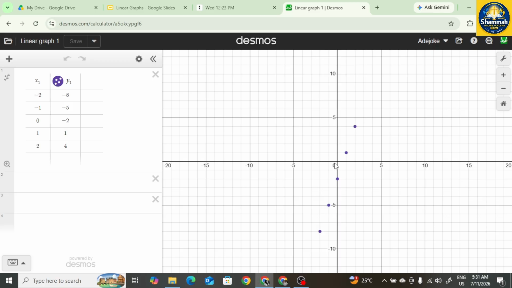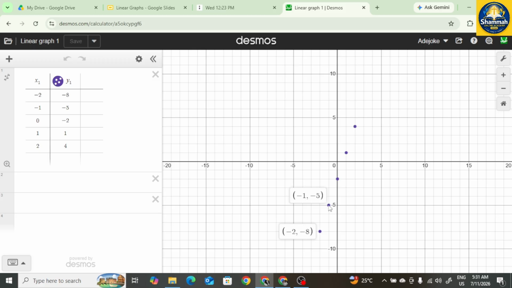That is why you can see 0, 5, 10, 15 on my horizontal axis, which is the x-axis, and the same 0, 5, 10 on my vertical axis, which is my y-axis. Now, if you look at this first point closely, this is what? The first ordered pair, where x is minus 2 and y is minus 8.